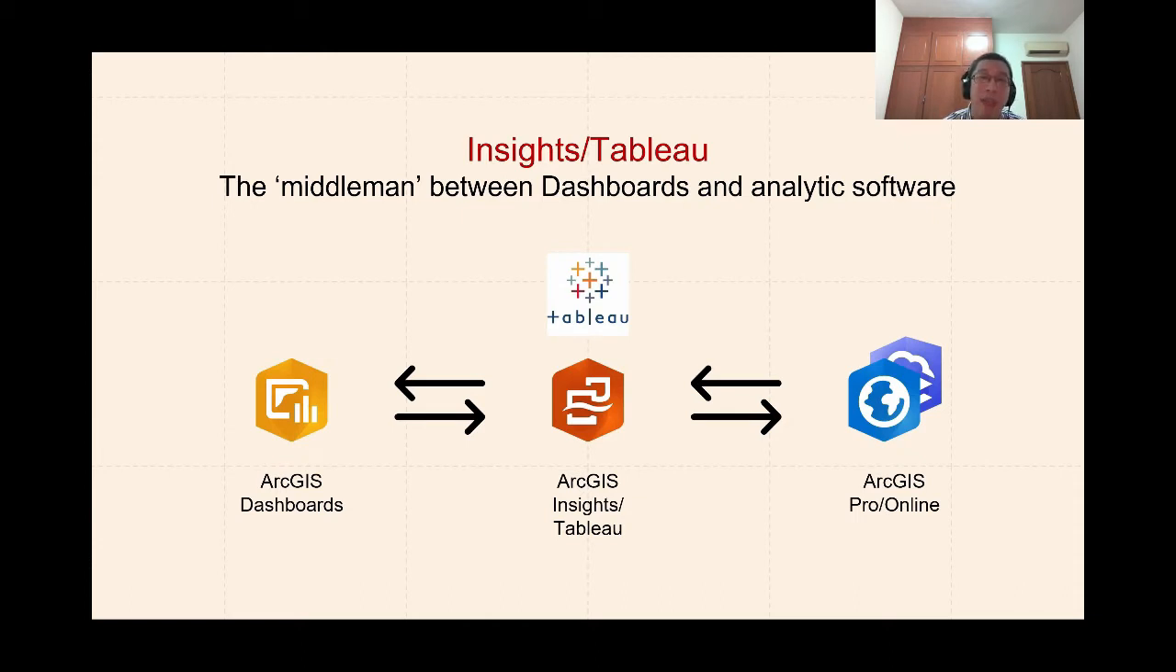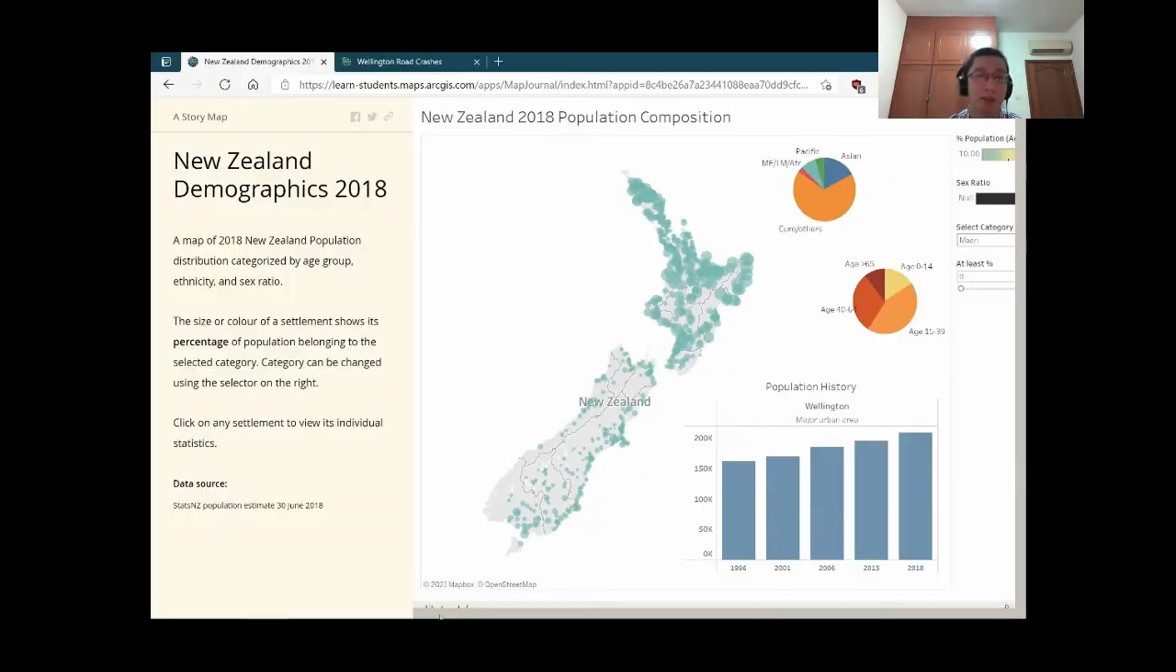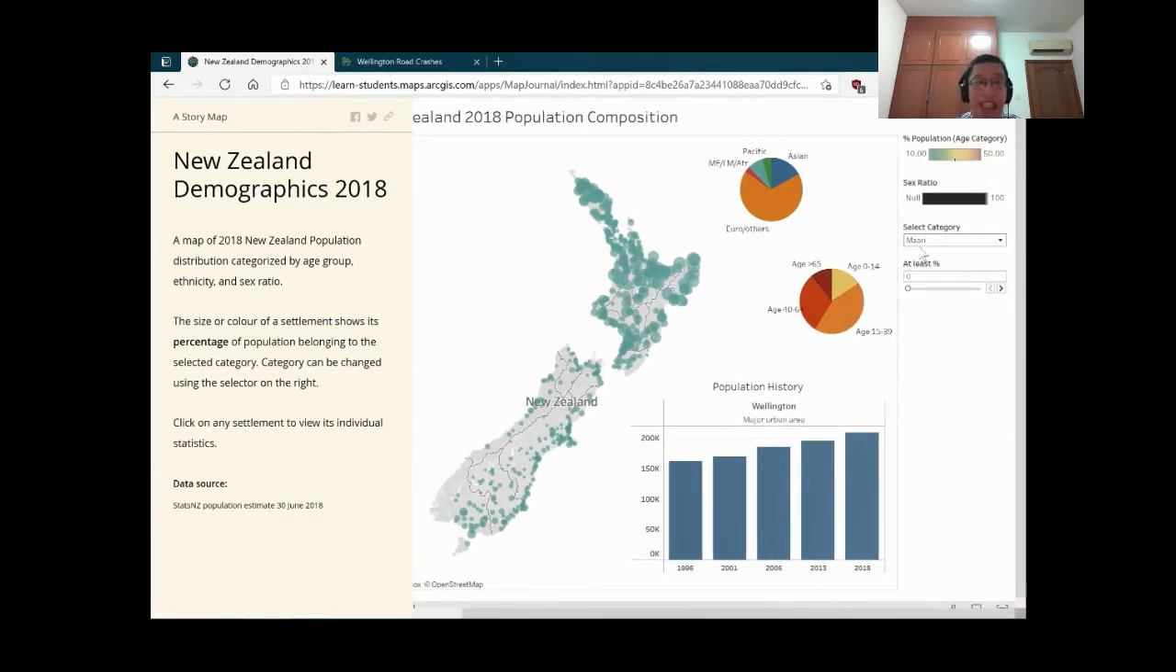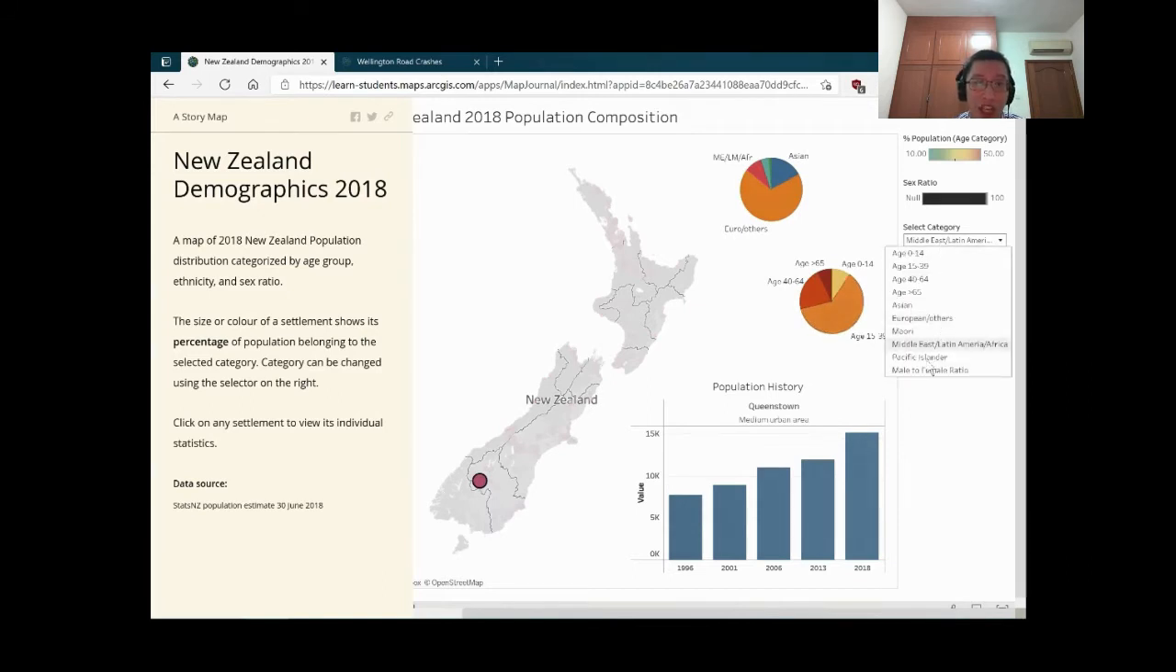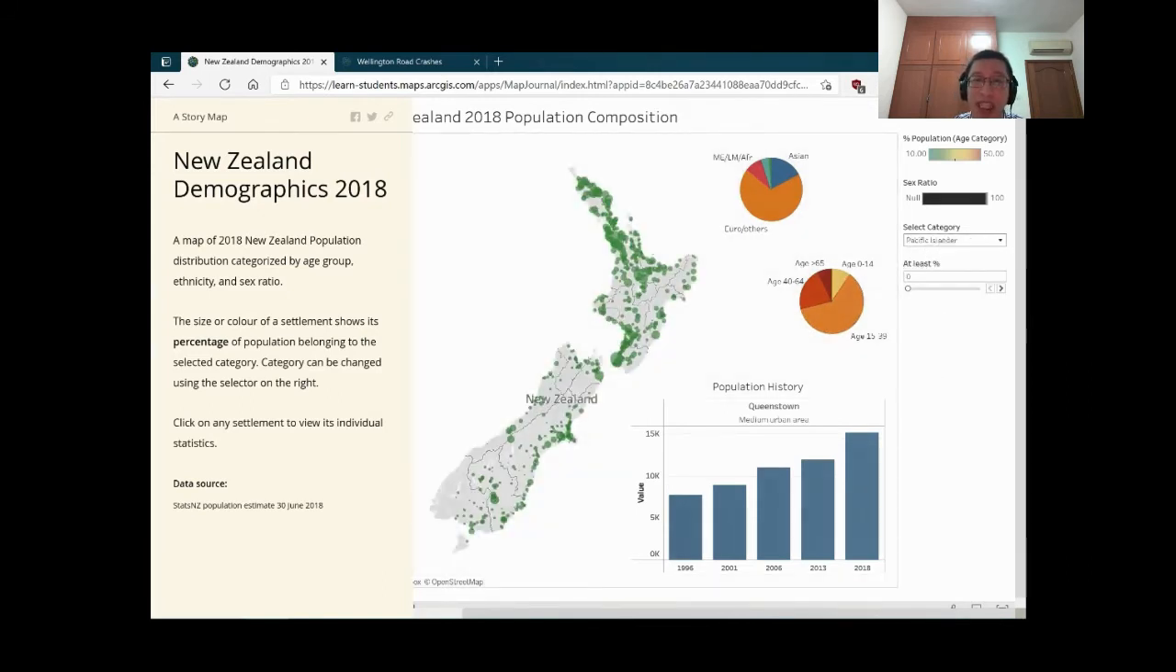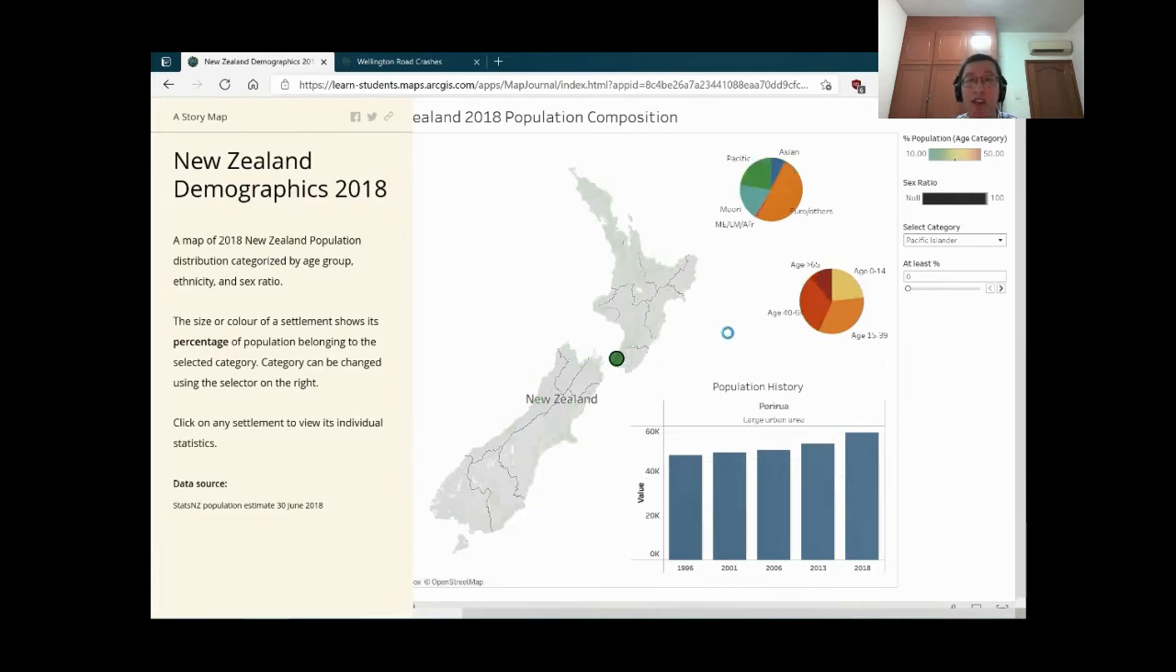But first, let me show you some examples of finished visualizations of Tableau and Insights that I have made myself. Here we have a map made from Tableau showing the percentage population of a selected category in every New Zealand city. A larger bubble means higher percentage, and here we see that Queenstown has a reasonably large percentage of Middle Eastern and Latin American population. Changing the category to Pacific Islander, we see that Porirua clearly has the largest percentage of Pacific Islander in the country. We can click on the city itself to show its individual stats in pie charts and bar graph.